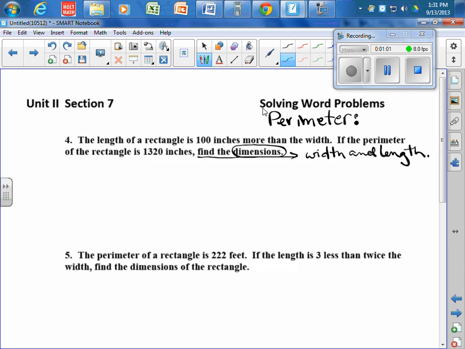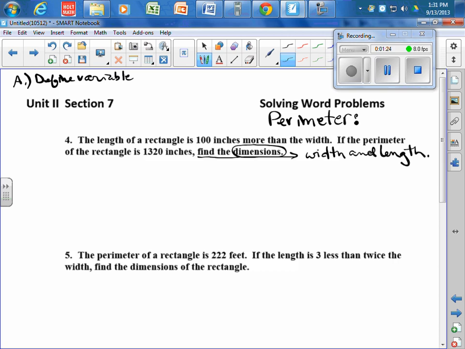Now, we're also going to use those same 4 steps that we were talking about last time, and that is A, define the variable. We are going to pick a letter of the alphabet and you're going to tell me what it stands for.